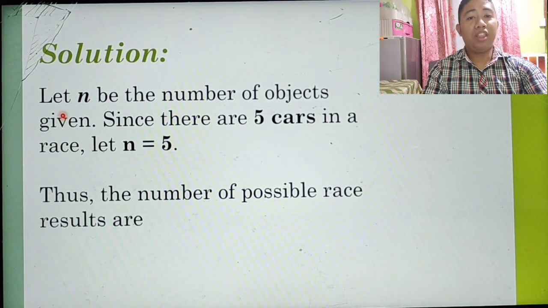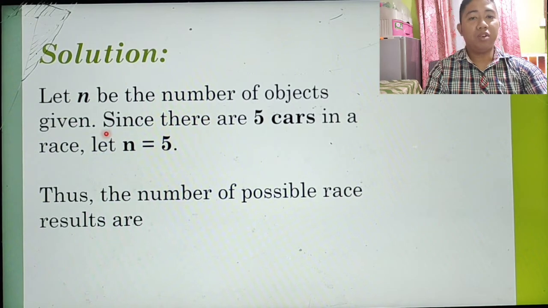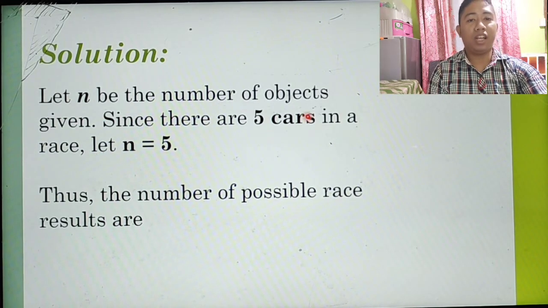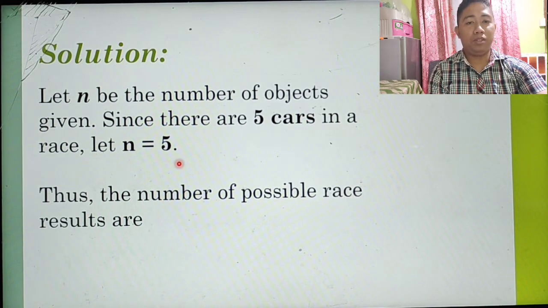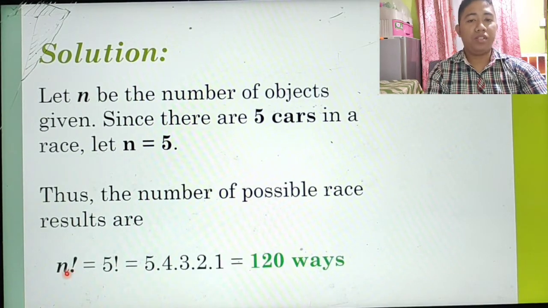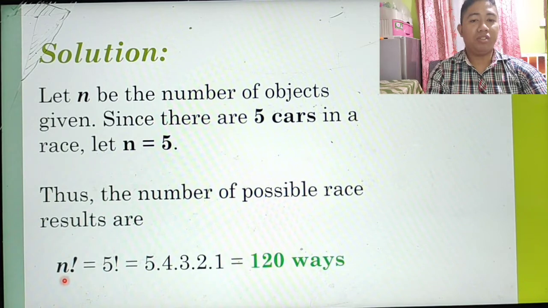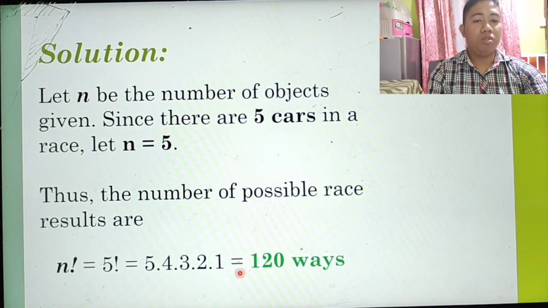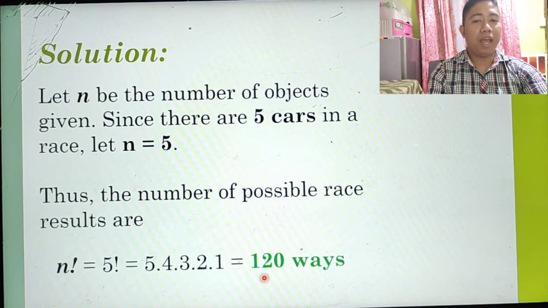So we all know that there are only 5 cars in a race. So we let n be the number of objects. So we let n is equal to 5. Simple as that. There are only 5 cars named Alpha, Beta, Charlie, Delta, and Epsilon. Thus, the number of possible race results, using the formula with factorial notation, is n factorial, which is equal to 5 factorial, which is equivalent to 5 times 4 times 3 times 2 times 1. So the number of possible ways is 120. And that is our final answer to the given problem.